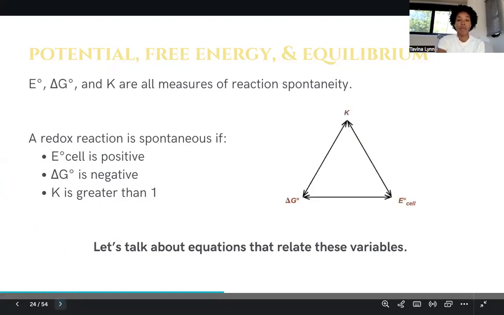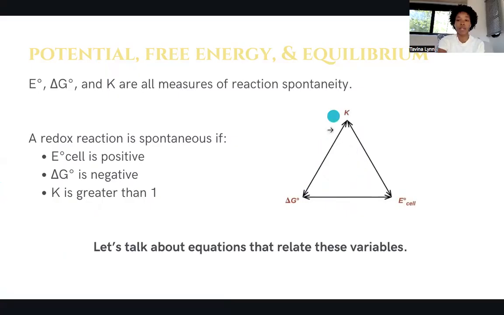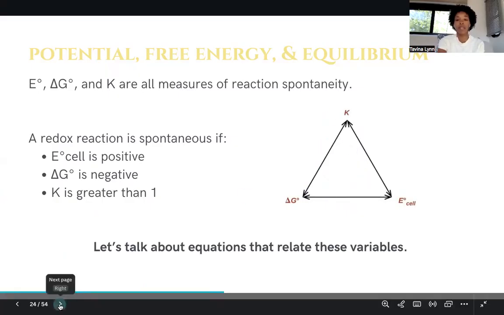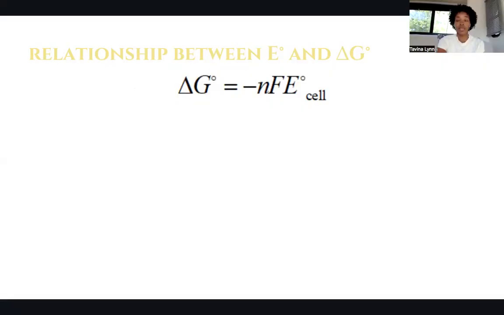So now I'm going to talk about equations that relate each of these variables. We're going to look at two variables at a time, and then we're going to look at how we relate all three of them. So let's start with the relationship between standard cell potential and the change in standard free energy. So here's our equation that relates the two.